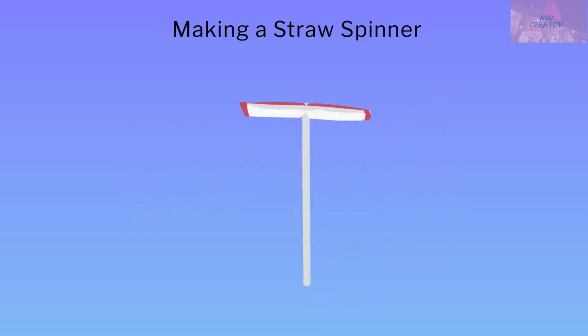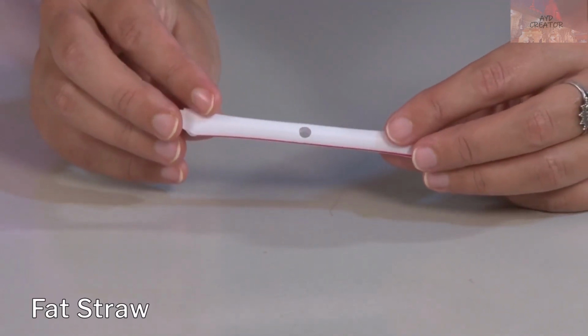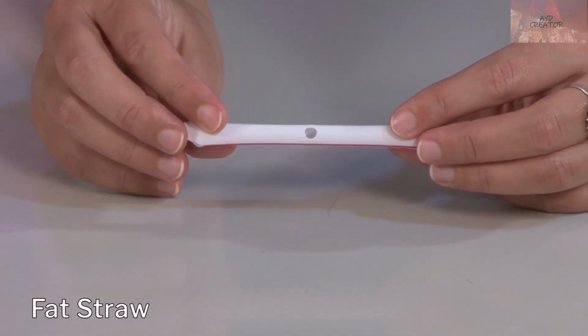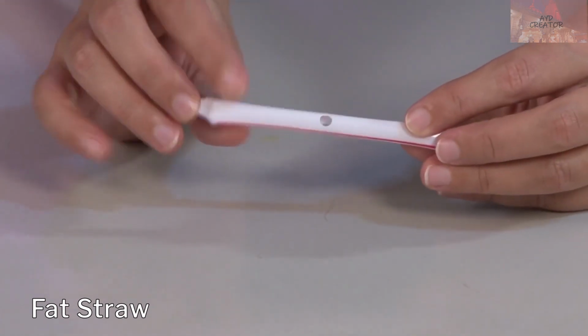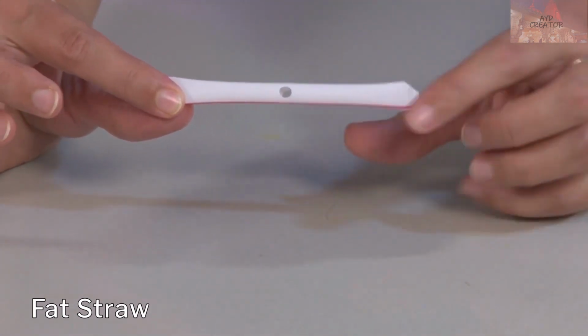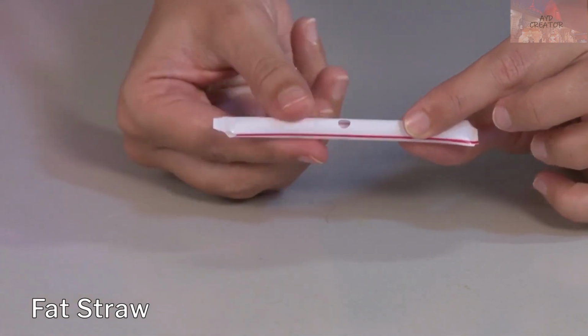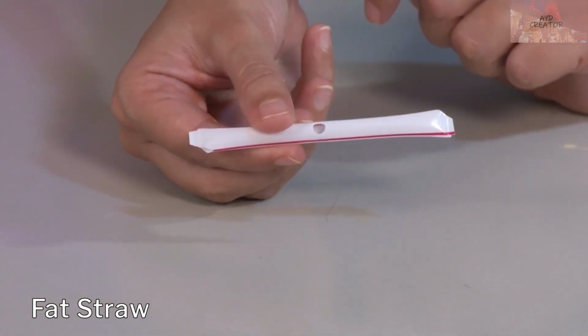Have you ever made a straw spinner? Let's make our own straw spinner and learn Newton's third law of motion through it. We will make the straw spinner using a fat and a thin straw, scissors and tape. I took the fat straw and folded it in half to find its center. I made a hole at the center. Then I sealed off both its ends and nipped off corners, one above and one below.